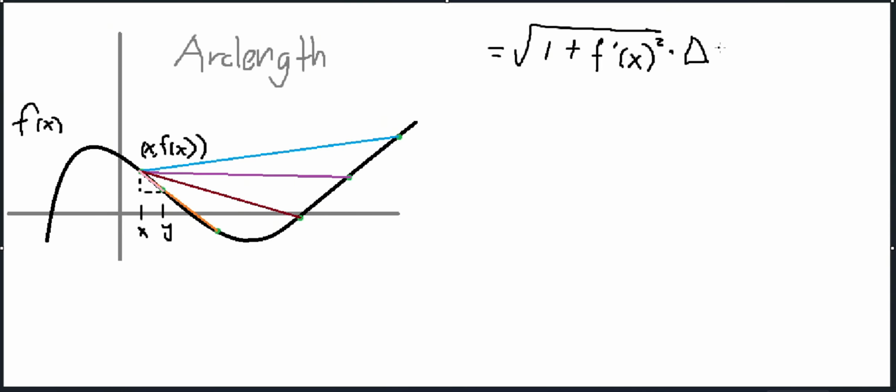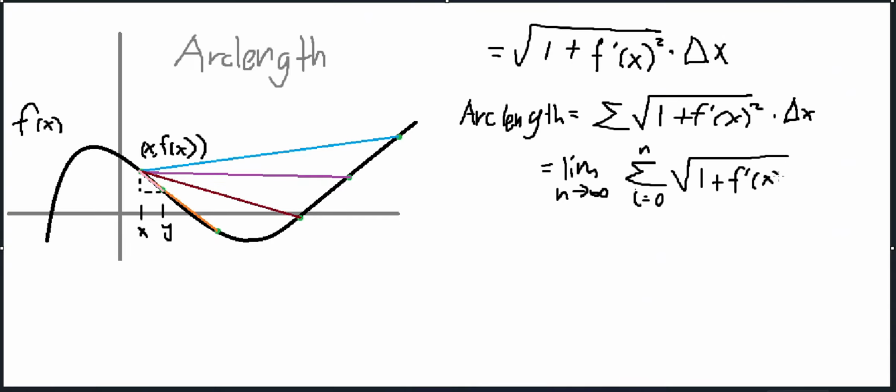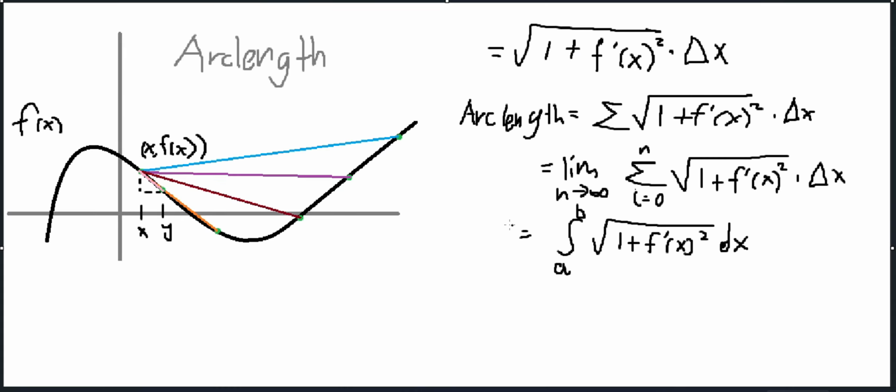We can now subsequently sum it all up for all the points on a closed interval from a to b. Then by taking the limit of this summation up to infinity, we will get a Riemann sum that can be converted into its integral form. There it is, the formula for the arc length of any function.